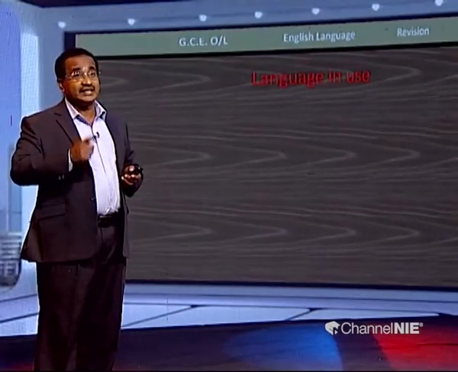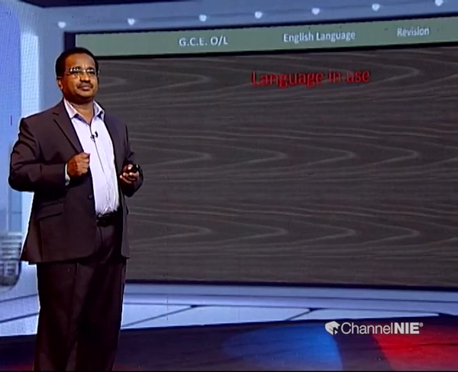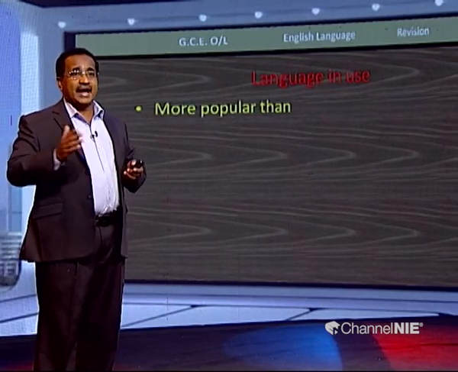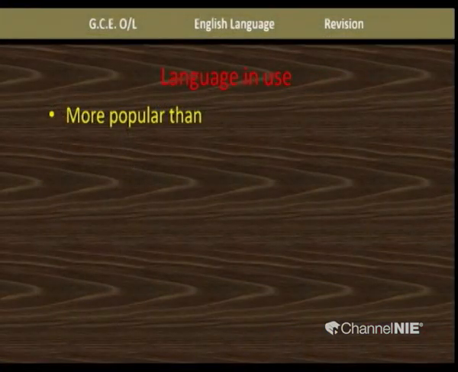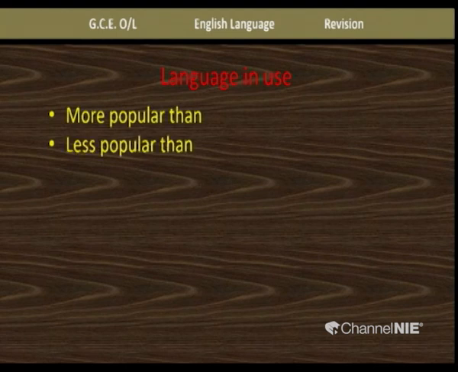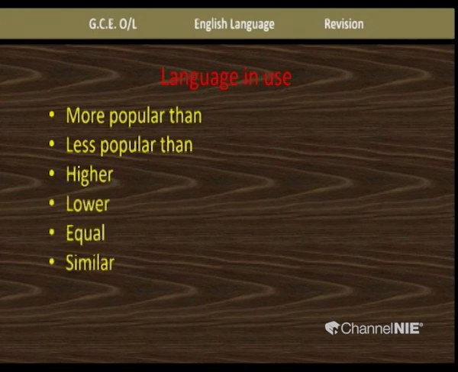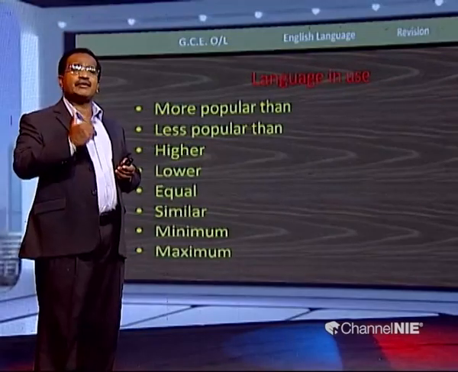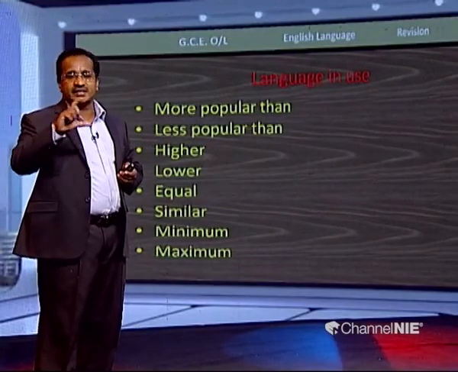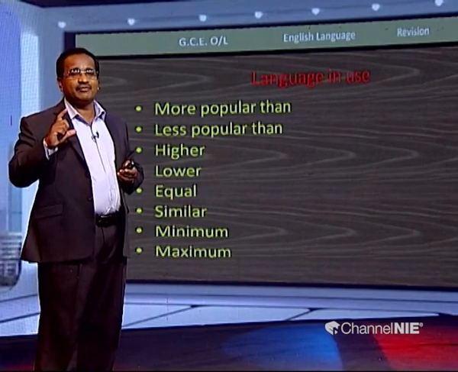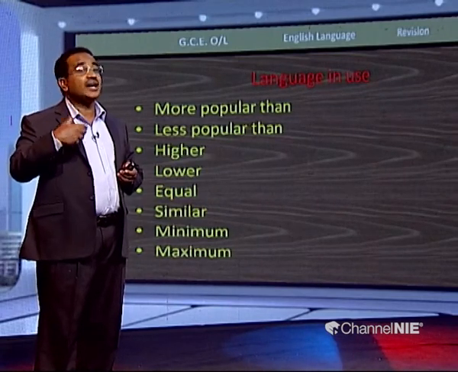There are some more words that we have to remember. More popular than. When you compare things, you have to use more popular, less popular, more important, less important. Such words are important. Higher and then lower, equal, similar, minimum, maximum. These are some of the words that we have to use when we write descriptions. These words are very helpful to us to give our idea very clearly.